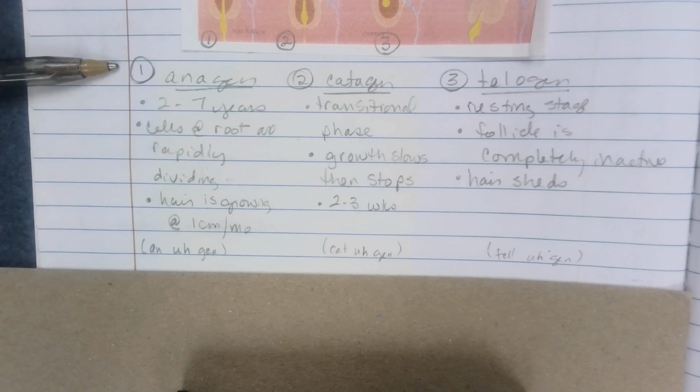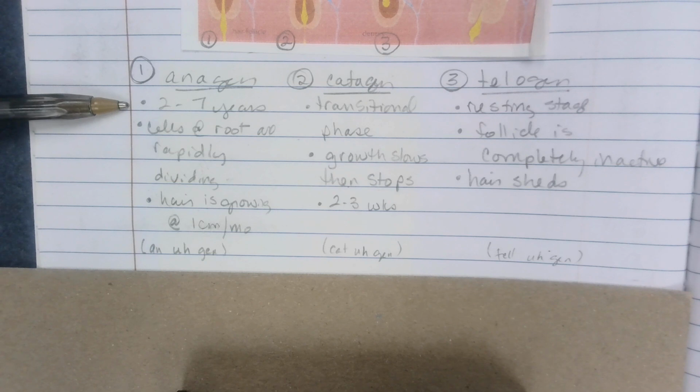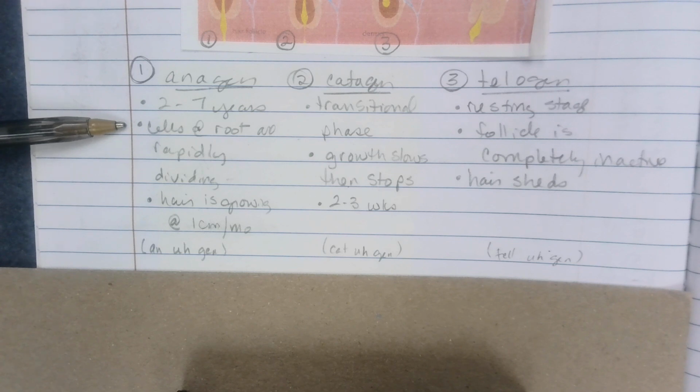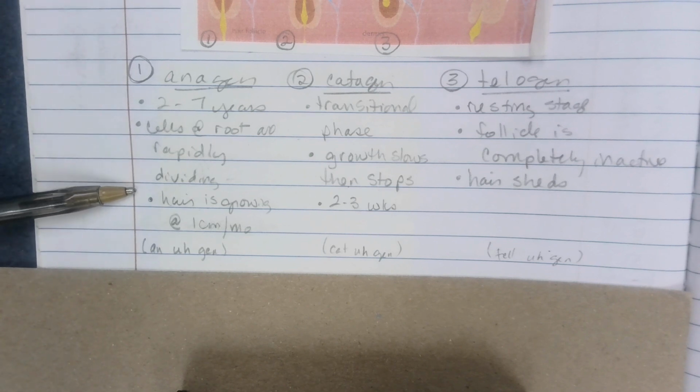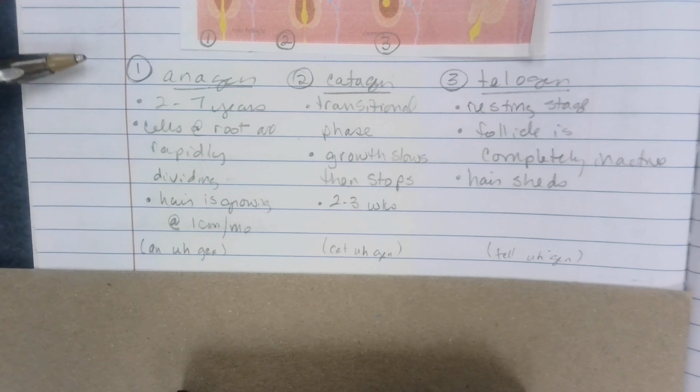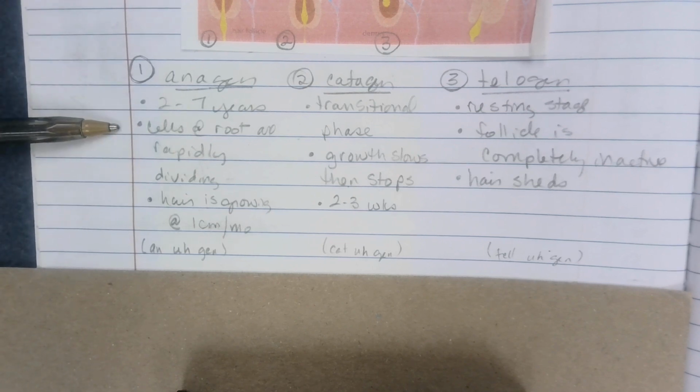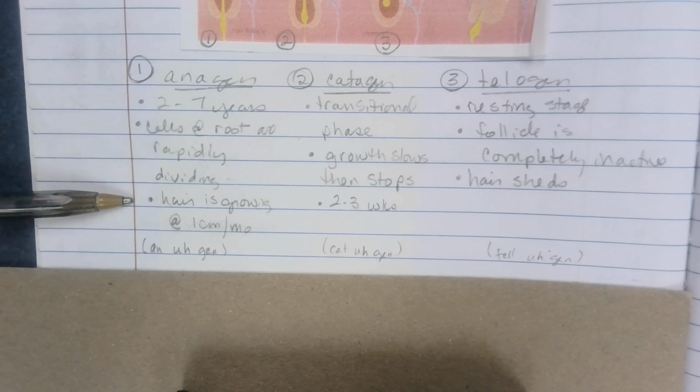Anagen lasts about 2 to 7 years. During anagen, the cells at the root are rapidly dividing. The hair is growing about 1 centimeter per month. So anagen is a growth phase.